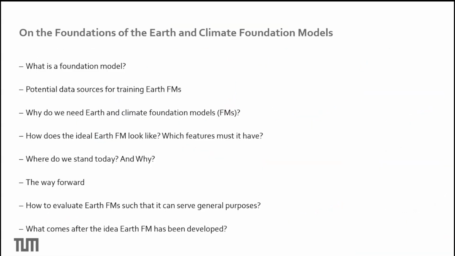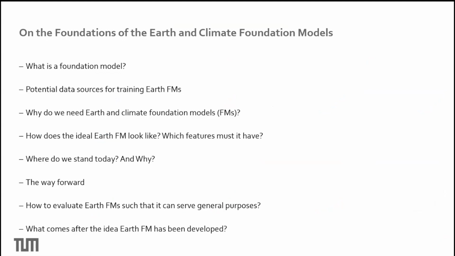But for these 45 minutes, maybe I'm too ambitious, I will try to go through these 8 questions with you related to Earth and climate foundation models, starting with: what is a foundation model?